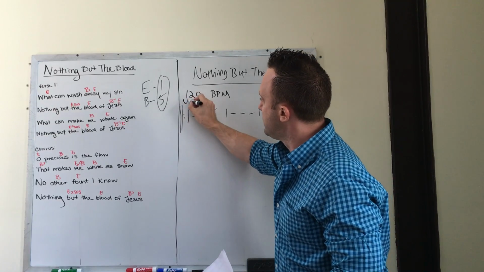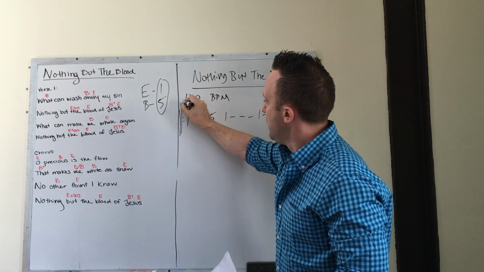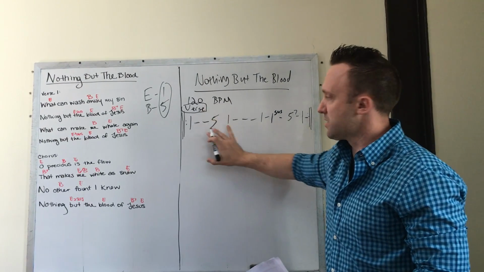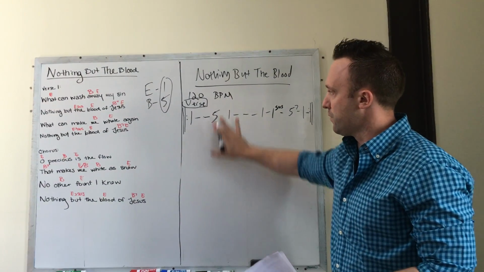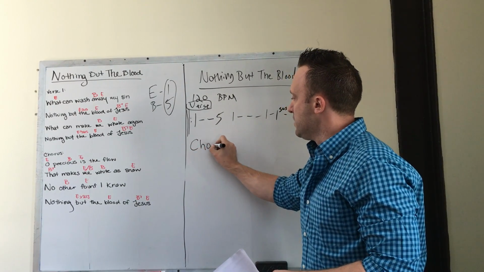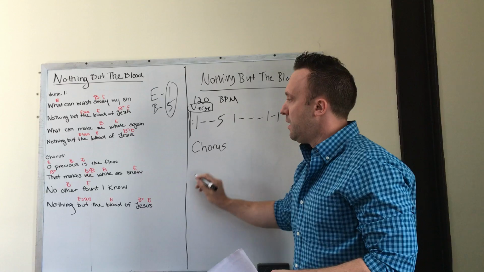So maybe I'll say this is my verse, and this might represent all my verses. So this is really easy. You could do this and just cut and paste it on your sheet going down forward. Verse 1, verse 2, verse 3, verse 4. So you have your chorus now. So we'll write out our chorus.